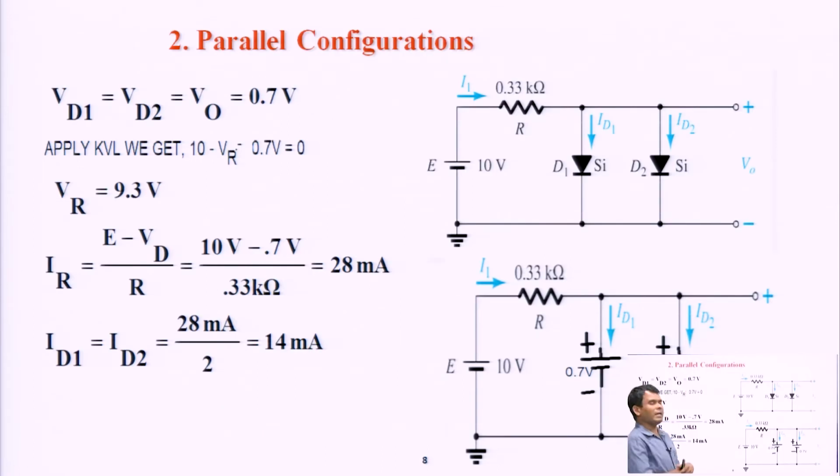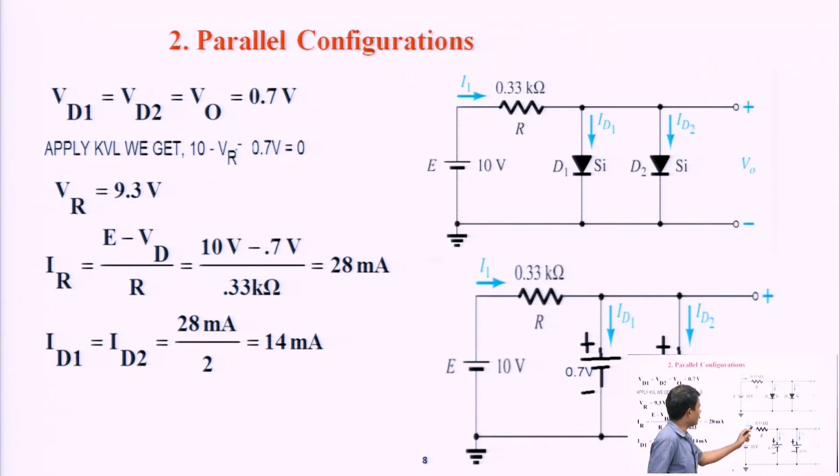Now, parallel configuration, 2 diodes are connected in parallel. Here silicon diodes D1 and D2 are connected in parallel, a 10 volt battery is there, with a 0.33 kilo ohm resistance here, and we have to calculate I1, ID1, ID2 and V naught. First of all we have to observe whether the diodes are in forward bias or reverse bias. With a 10 volt battery, both D1 and D2 are in forward bias. This means these 2 diodes will be replaced by 0.7 volt each, because both the diodes are of the same type.